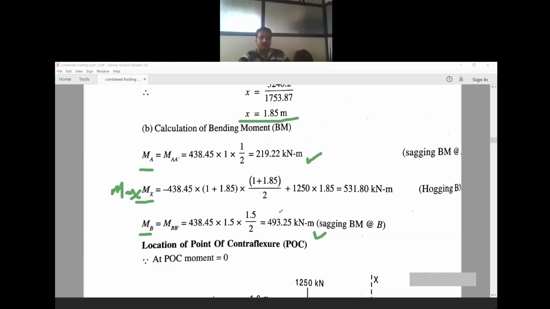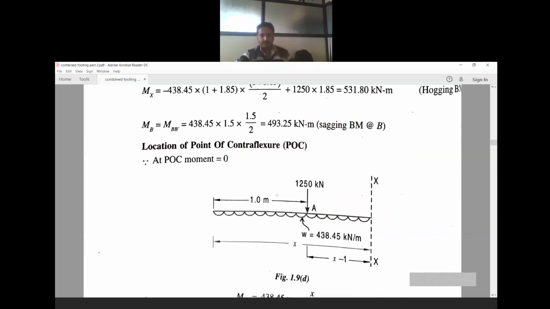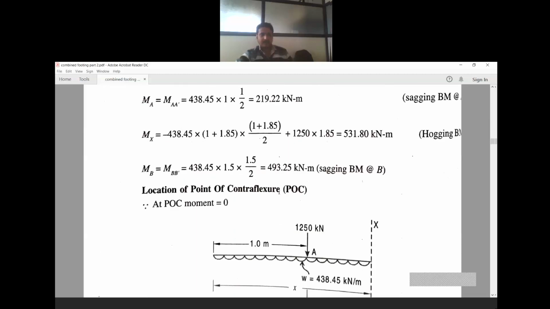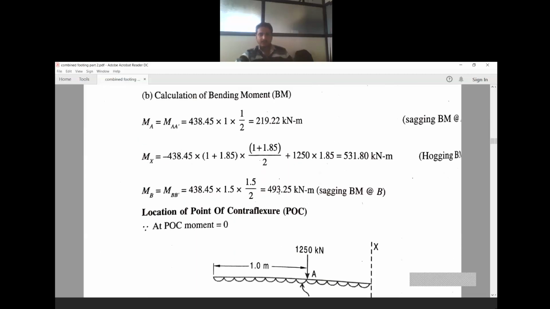So you have to try the calculation. If you are not getting it, you have to practice. You know how to take the bending moment, no? So do the bending moment calculation and get these values. If you are not able to get the correct answers, then you have to contact me for further clarifications.